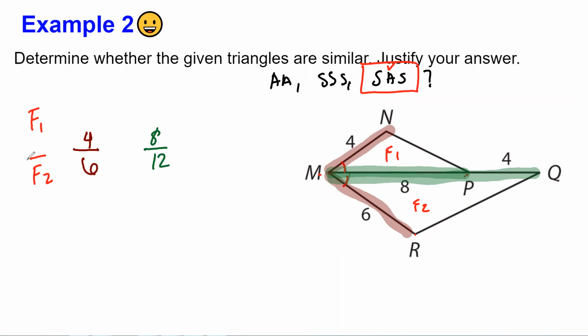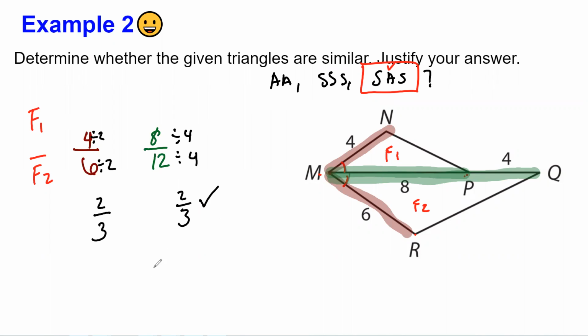So which way do you guys want to do it? Simplifying? Okay. Divide by 2, divide by 2. We have now 2 over 3 again. Divide by 4, divide by 4. We have 2 over 3. So does 2 over 3 equal 2 over 3? Yes, so we do have a proportional. Therefore, by side, angle, side, we were able to state that they are similar.